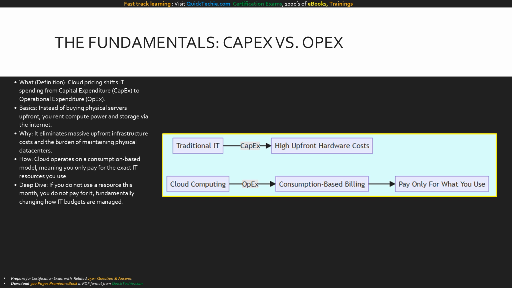You are renting compute power and storage from a provider's data center. The beauty of this consumption-based model is that you only pay for what you actually use. If you spin down a server, you stop paying for its compute power. This means no more guessing game with your budget and zero upfront infrastructure costs.